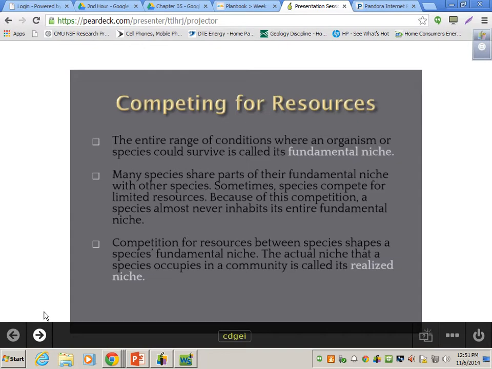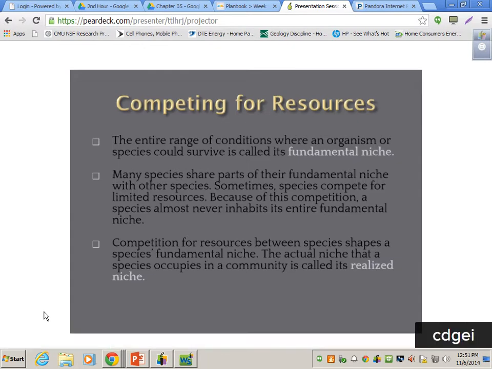So your role, right? The entire range of conditions where an organism or species could survive is called its fundamental niche. In my own words, I would explain that: I'm a science guy. I could have been a lot of different types of scientists. I could have been a doctor. I could have been a nurse. I could have been a physical therapist. I could have been a radiologist. I could have done a lot of different things in science. But that would have been my fundamental niche, everything I could do.